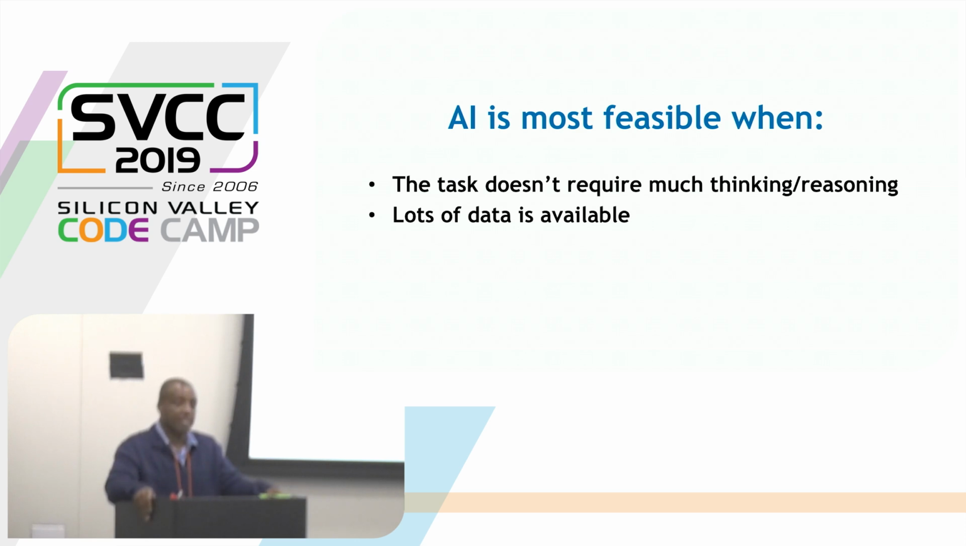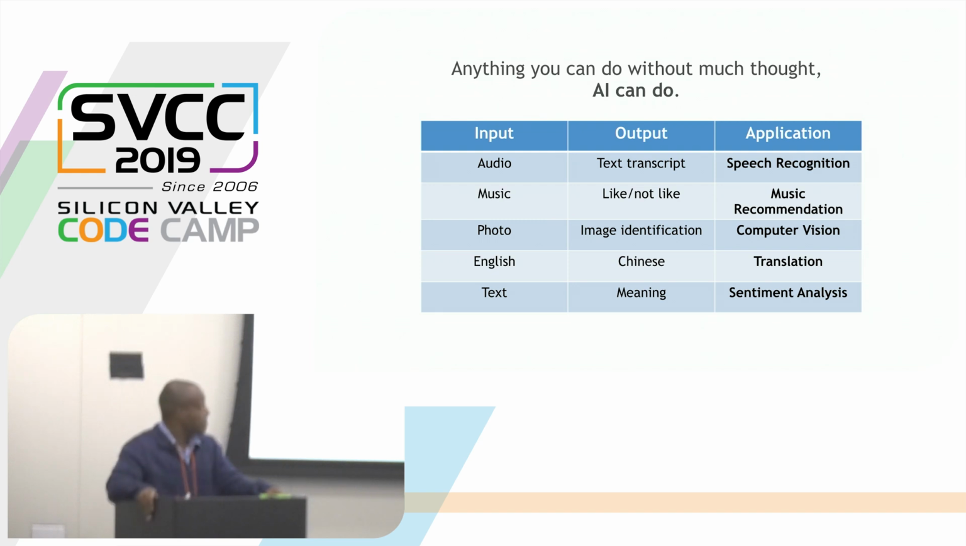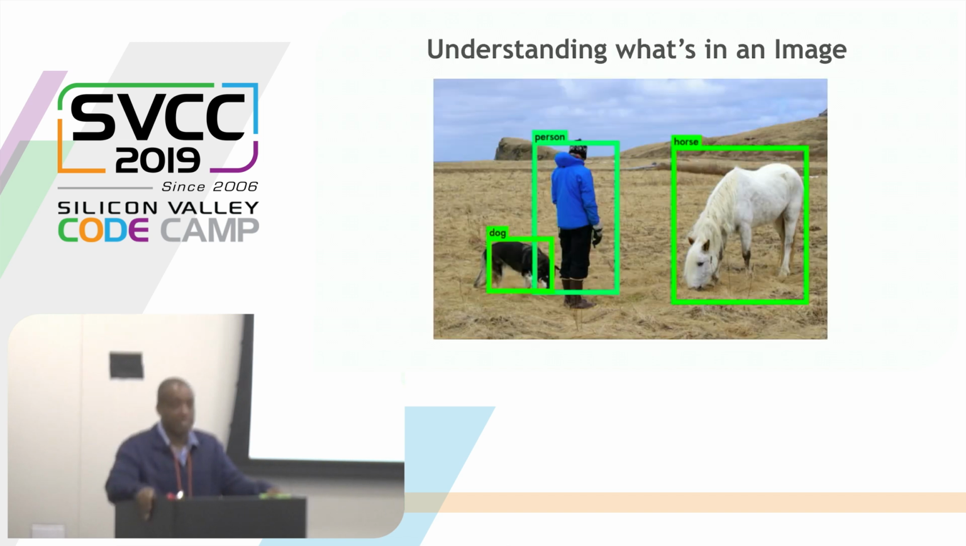But in terms of the things that we're most familiar with in terms of vision and language understanding, and make sure that you have lots of data available. So here are some of the examples that you may be familiar with: speech recognition, music recommendations, computer vision, language translation, sentiment analysis. All those things are largely solved problems. So for example, understanding what's in an image. If you train a model well, it can understand what's in an image well.